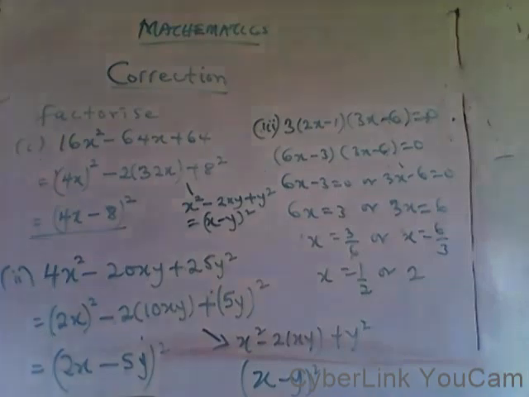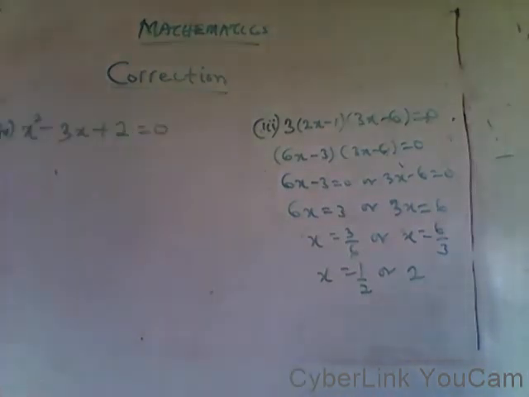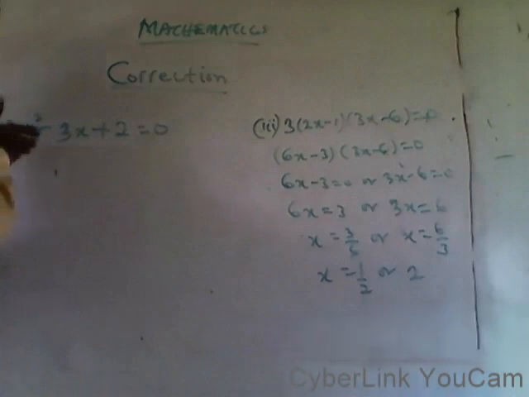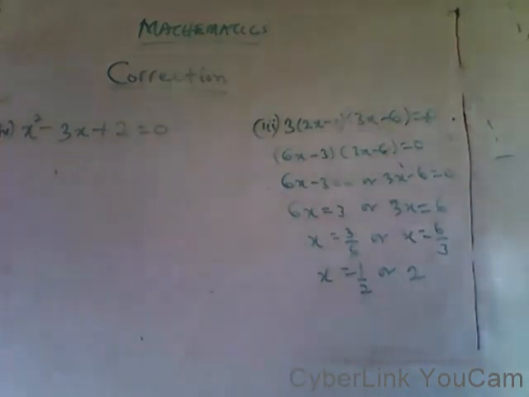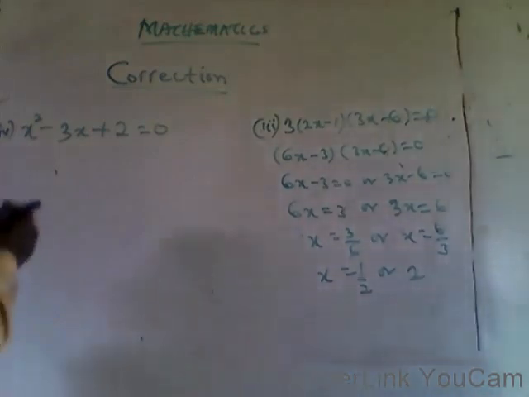So we now go to the fourth. Now for the fourth question, what you have is that you have to find the value. You have to solve this equation. And what do you have? You have your x squared minus 3x plus 2. That is what you have. So how do you solve it?